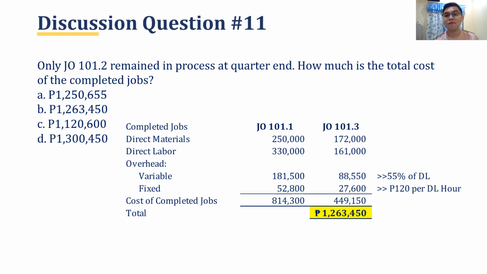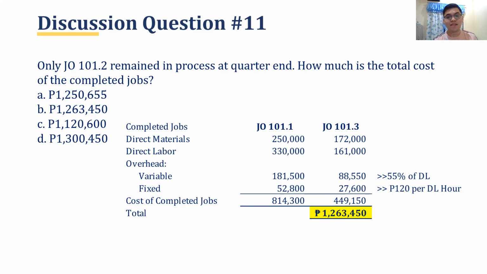So, pagsamahin mo lang for job order number 1: 250,000 plus 330,000 plus 181,500. There you get 814,300. Now, you also do the same with 101.3.